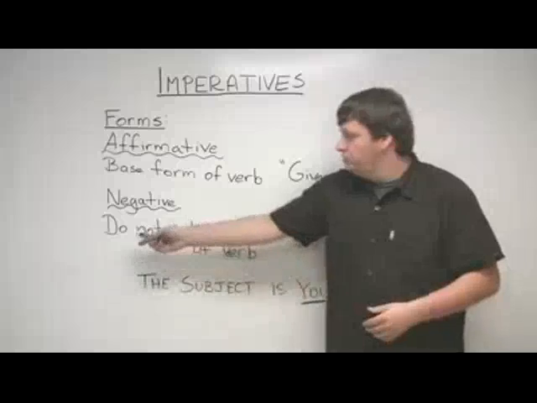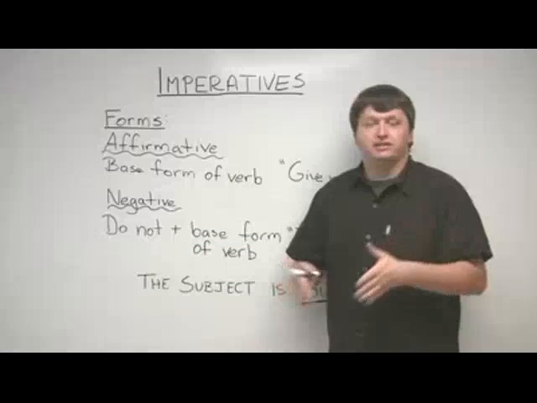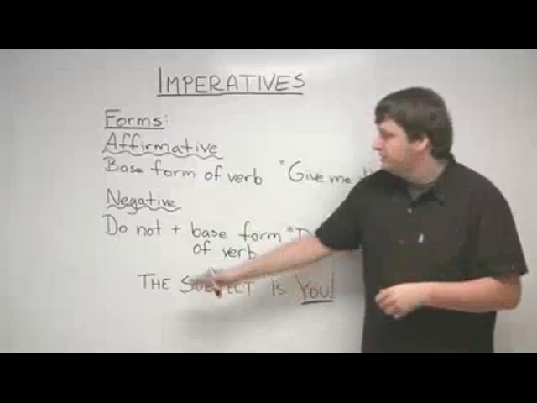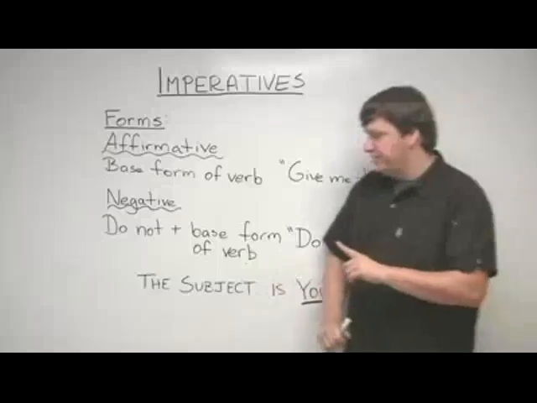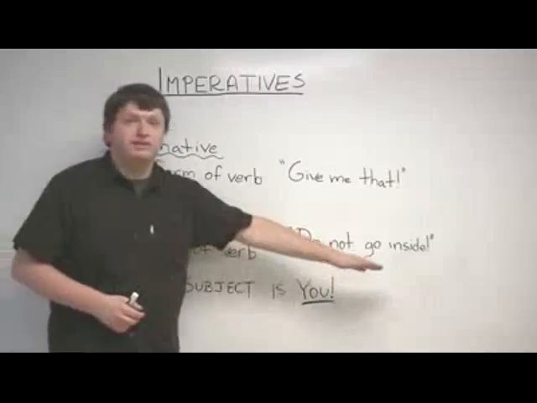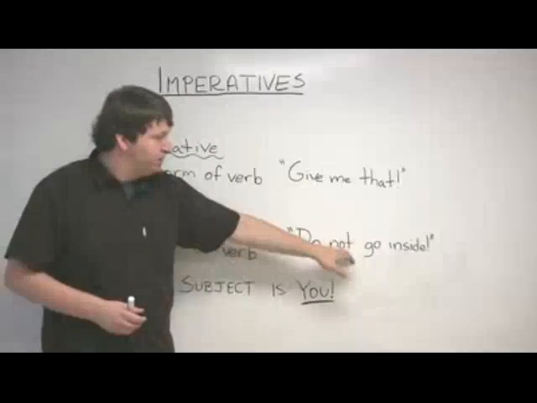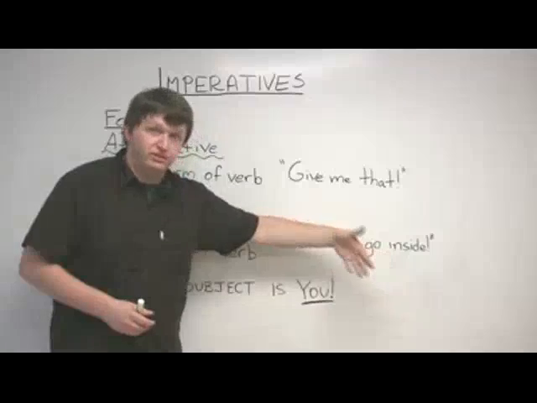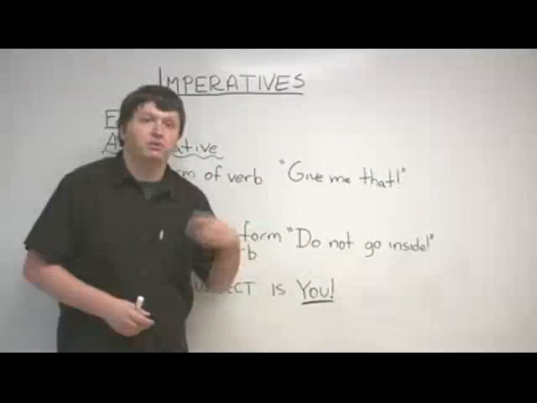So if you're talking in the negative, very simple. Just put do not, okay? Again, in conversation, do not sometimes becomes don't. So do not plus the base form of the verb. So the example I have here is do not go inside. Okay, so this is a warning, right? Do not plus the base form of go, which is go. Do not go inside. You're issuing a warning.